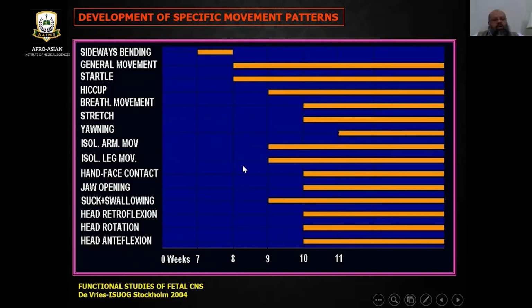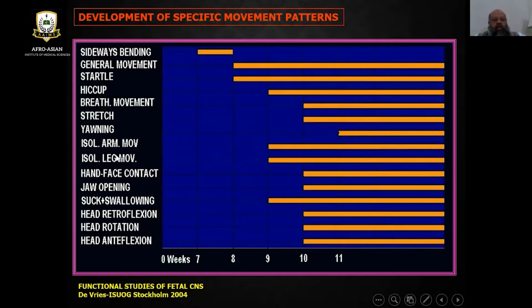So all the ultrasonologists need to know these earliest times when the fetus will have such a behavior, so that once scanning, we can observe the fetal movements and all these behaviors. It is not essential to have a 3D or 4D to find the yawning or bending or movements or breathing. We can easily see that on grayscale.